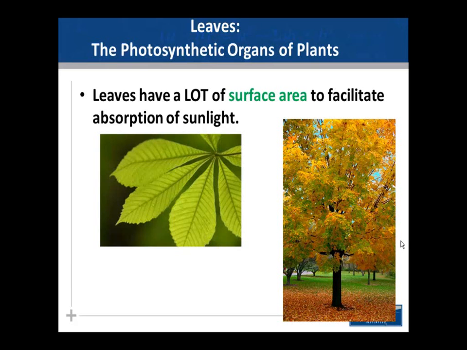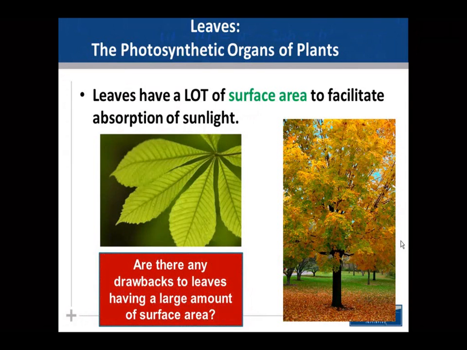And the more energy you have coming into the system, the faster that photosynthesis can happen, and the more products that can be produced. And we'll discuss that a little bit. But are there any drawbacks to leaves having a large amount of surface area? Well, there are. The more surface area that leaves have, yes, they can capture more sunlight, but they're also prone to more transpiration. And that can lead to desiccation, which is simply the drying out of the leaves.